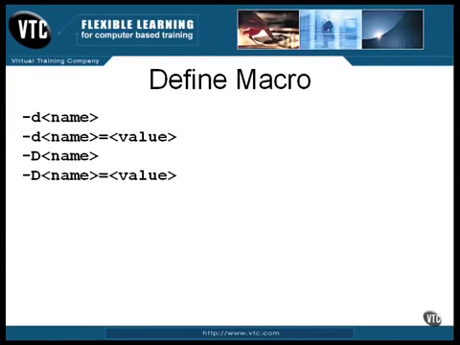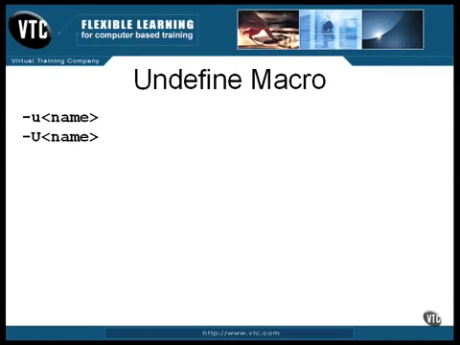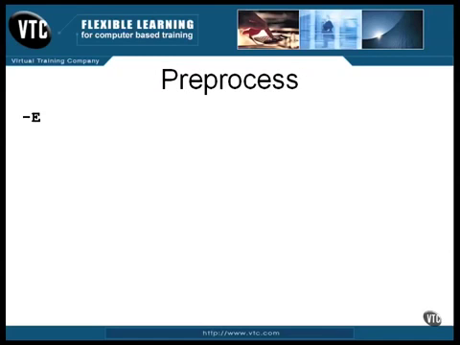The D option, upper or lowercase, can be used to define a name just as you do with a define directive, and optionally assign it a value. The U option, upper or lowercase, will remove a definition made earlier on the command line by a P or D. The uppercase E directs the assembler to run the preprocessor, but not the assembler. The output goes to standard out unless the O option is used to specify an output file.